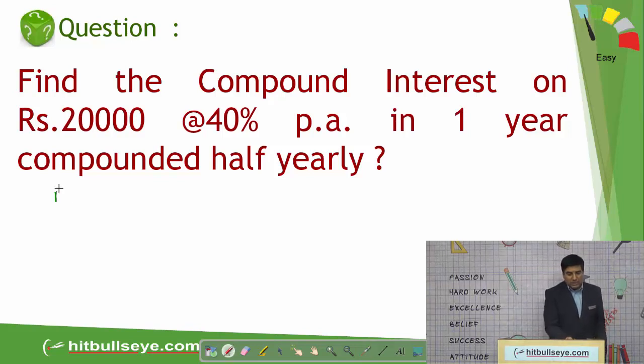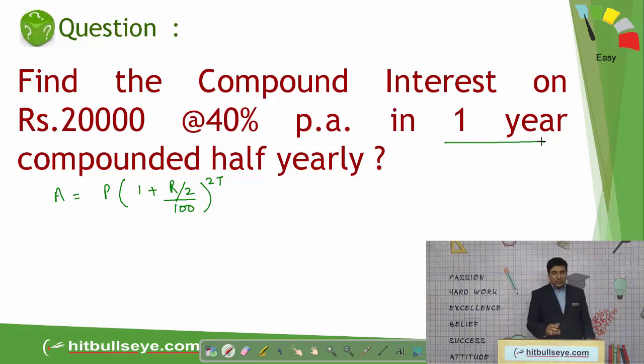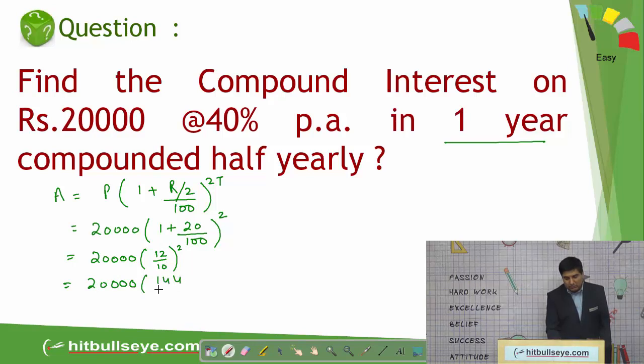So we have two effects happening for the same in the formula. So formula becomes amount is equal to principal into rate upon 2 by 100, since the rate gets halved for the half year and time gets doubled, because in one full year we'll have 2 half years. So now putting in the values, principal 20,000, rate upon 2 is 20 by 100 square. So we have 20,000 into 12 by 10 square, which is 20,000 into 144 by 100, which is 28800.